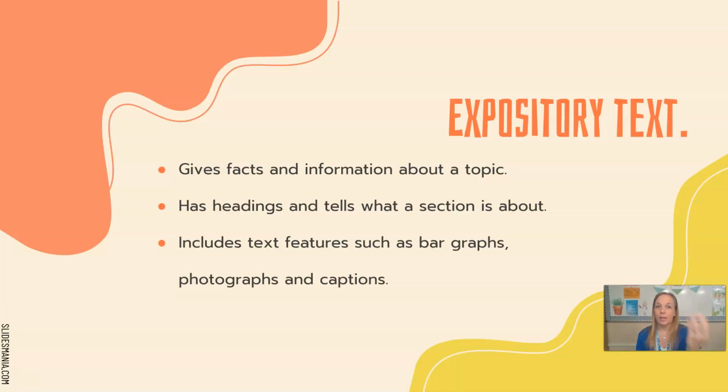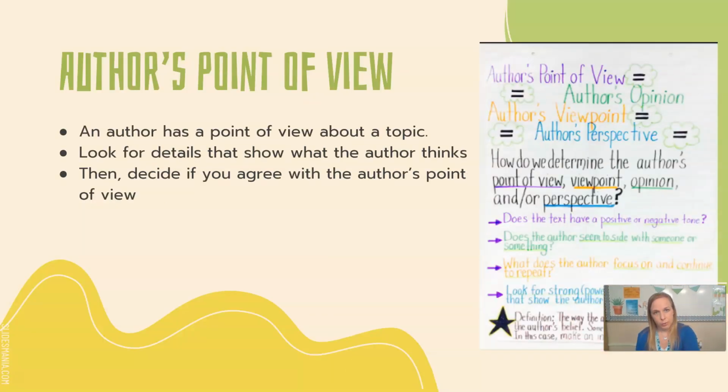And just a reminder, we have known this. Our expository text gives us facts about a topic. It gives us true information. We see a lot of headings and little section breakdowns. You might see a picture with a caption, a graph, a chart, a map, which we have been identifying all the past 7 days. Author's point of view, we've talked about for 7 days as well.